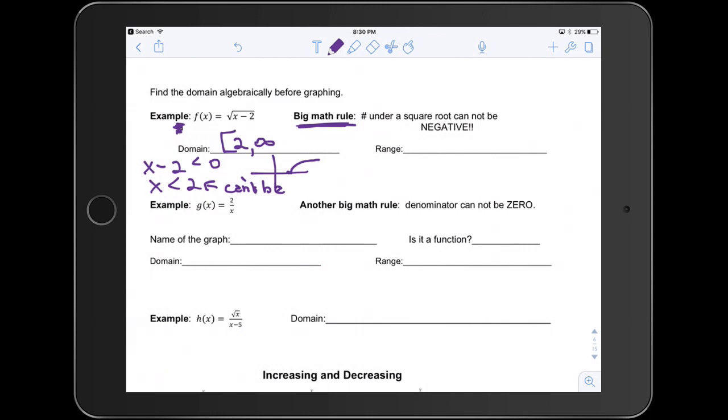So anyway, I'm sorry, I'm going to come back up here. Domain starts at 2 and goes all the way to infinity. Again, infinity, we use the parenthesis.